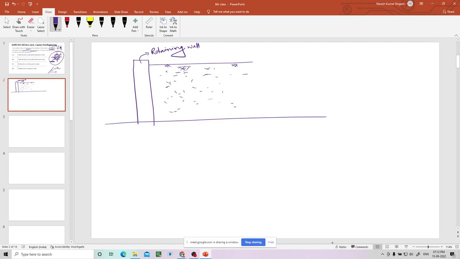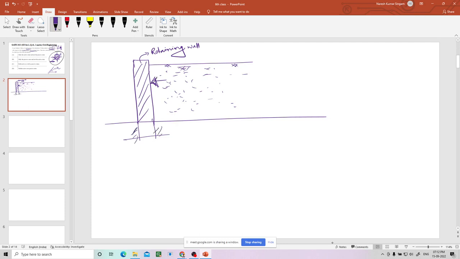This earth material applies some pressure on this retaining wall. This is the retaining wall, let us say, right? And another case I will talk about later. This is inside the ground, so this is just a support foundation.